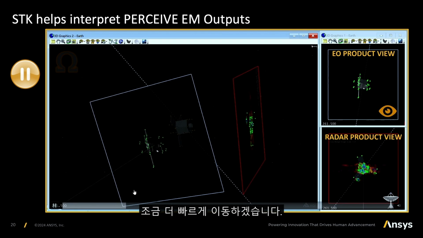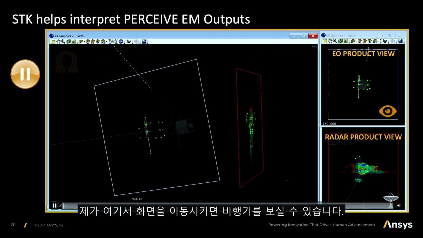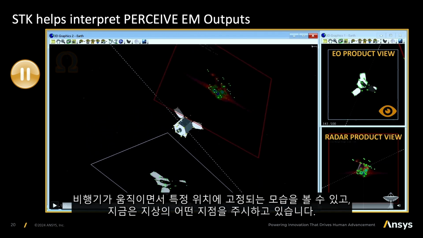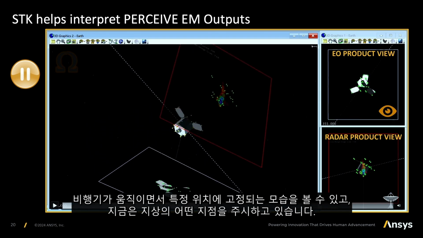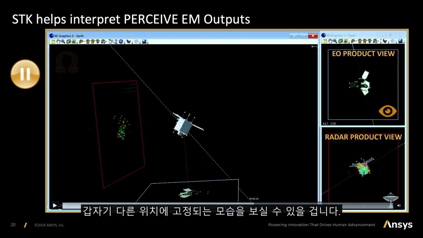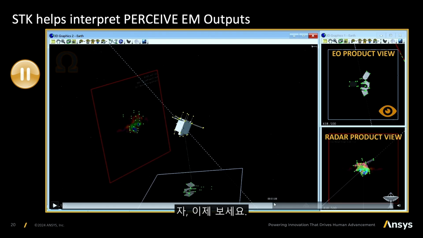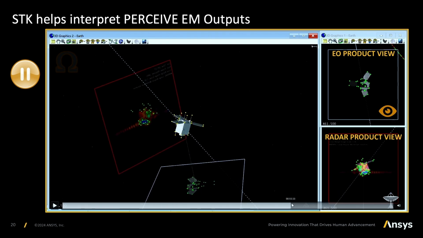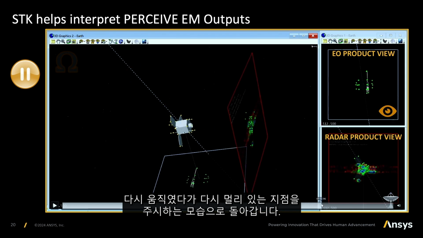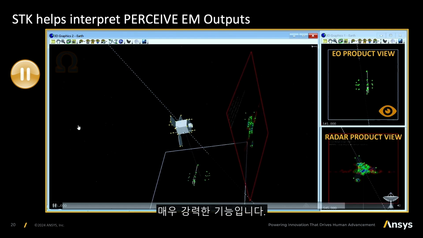Let me move this a little faster here. As I slide along here, you'll see a plane. It'll start snapping in place as the bird moves, and now it's staring at something on the ground. It'll pass by, and then as it moves quickly again, it will all of a sudden snap back in a different location. Here it goes, watch. And then back again to staring off in the distance. Very, very powerful capability.